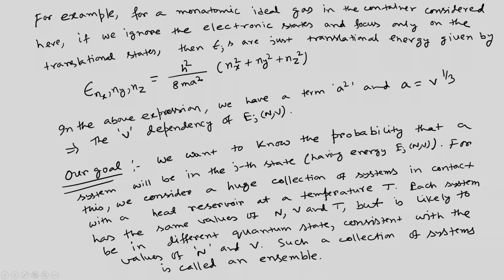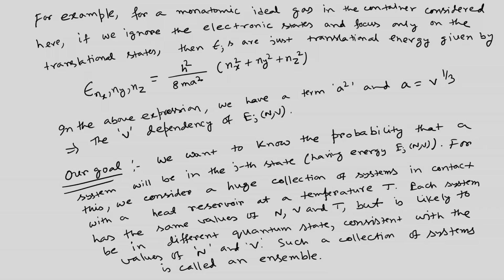Okay, so what is our goal? Our goal is to know the probability that a system will be in the jth state having energy Ej. For this, we consider a huge collection of systems in contact with a heat reservoir at a temperature T. Each system in that collection has the same values of N, V and T, but is likely to be in a different quantum state consistent with the values of N and V. Such a collection of systems is called an ensemble.